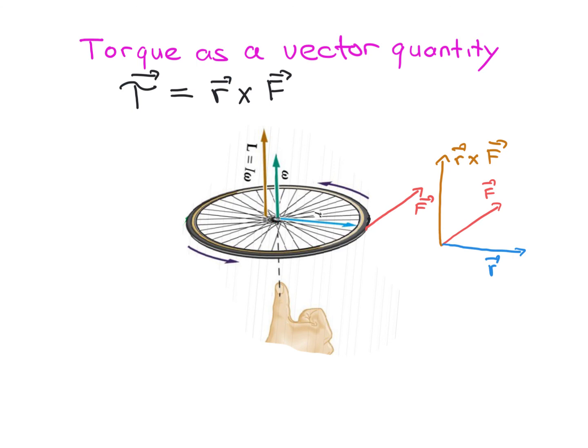So just from the relationship that we expect, that delta L must equal the torque times delta t, that implies that in order to get the bike wheel ending up with an angular momentum pointing up, we have to be exerting a torque in the upward direction, and that's certainly what we're seeing from our argument here.